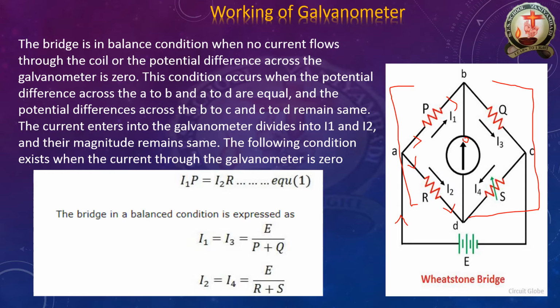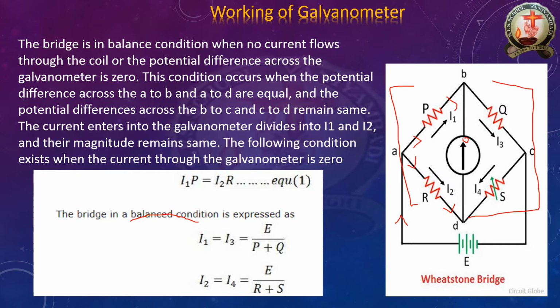So this one are equal and this one are equal. So I1 is equal to I3, I1 is equal to I2. So anyway, these four variables are equal. So under the balance condition only, I can take I1P is equal to I2R. The bridge's balance condition is expressed as I1 is equal to I3, I2 is equal to I4.